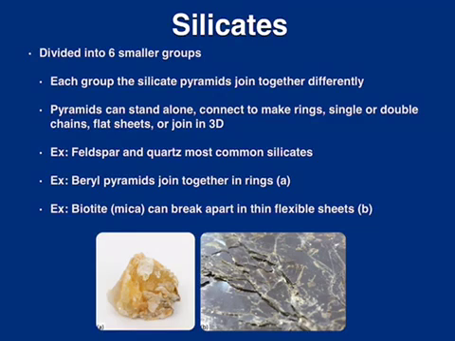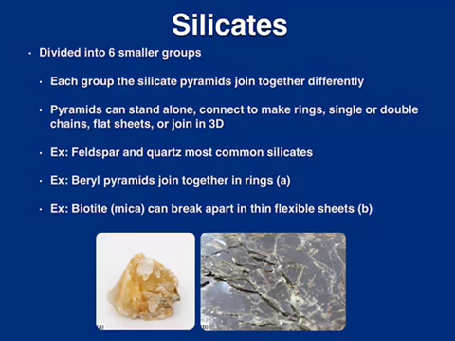Silicates then further get divided into 6 smaller groups because the pyramids join together differently. These pyramids can stand alone, they could connect to make rings, they could have single or double chains, they could be in flat sheets, they could join together in 3 dimensions, and so they needed to further organize them. So for example, we have feldspar and quartz. They're the most common types of silicates.